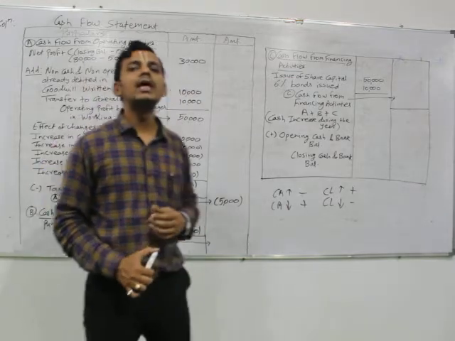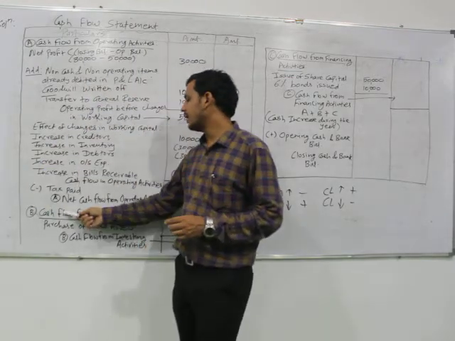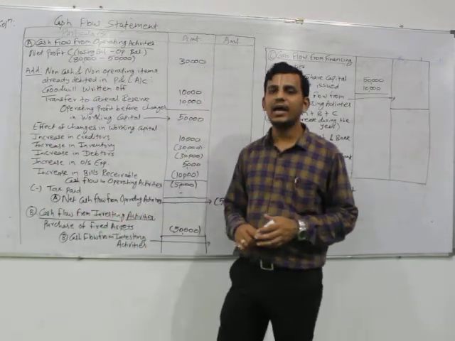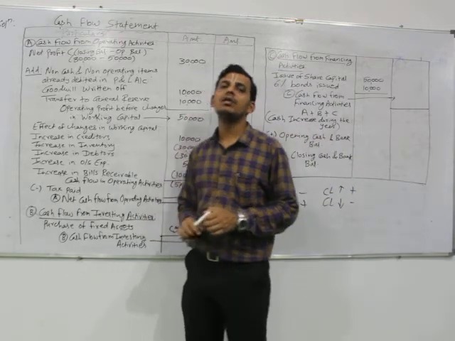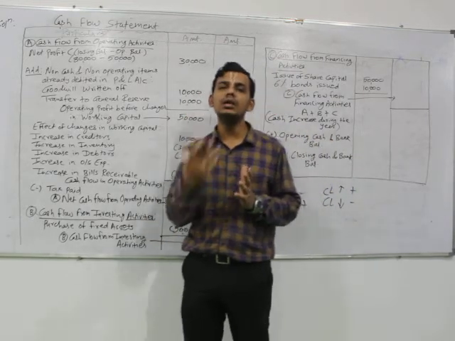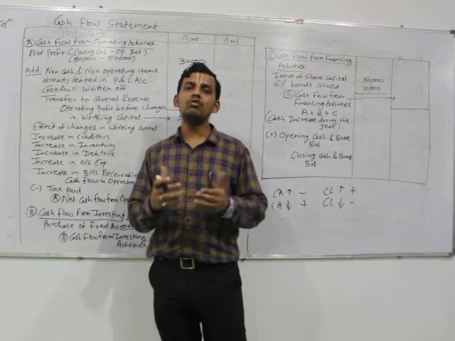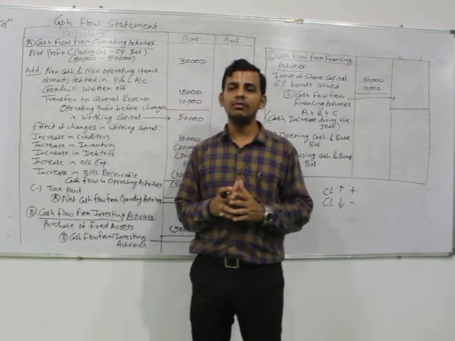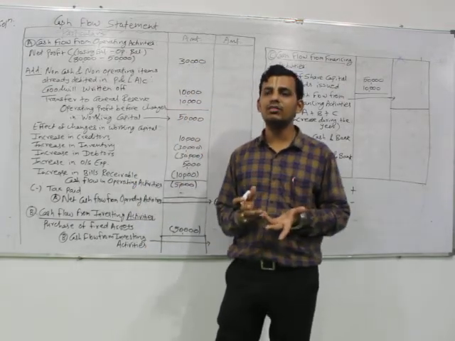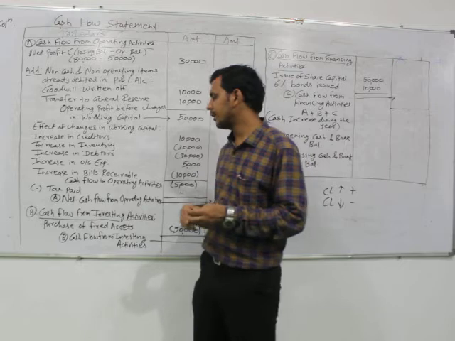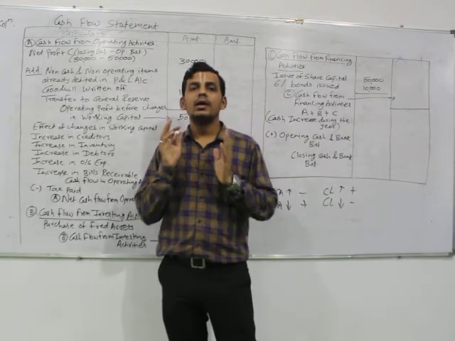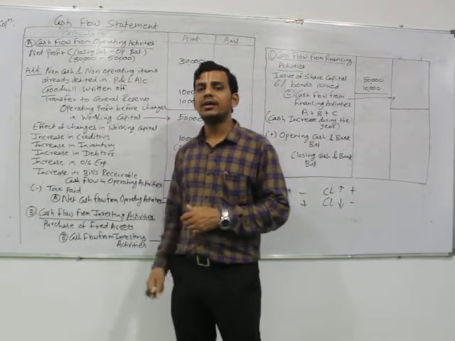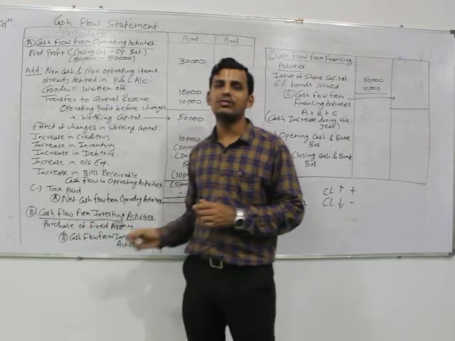Now moving to the second segment, that is cash flow from investing activities. With respect to investing activities, we have to see where the business or our company has made the investment, whether it is any kind of fixed asset or what. So we can say that there is only one cash flow related to investing activities, that is purchase of fixed assets.